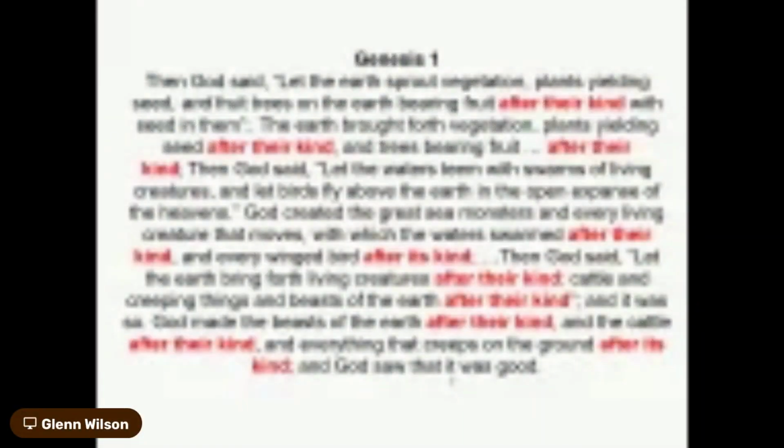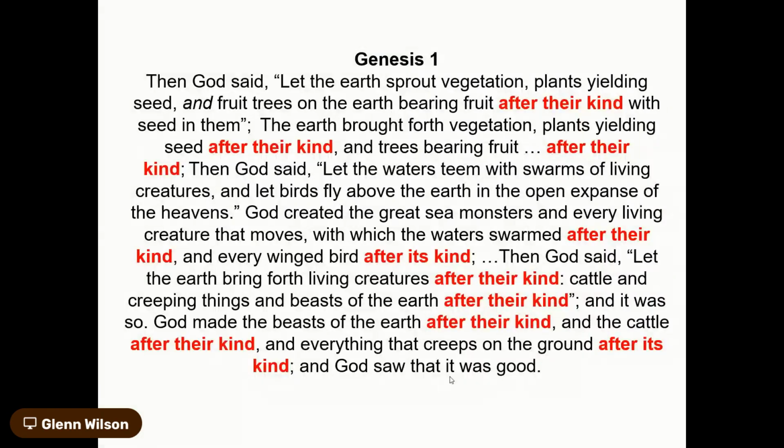We're going to just start at the beginning in Genesis, and I'm just going to remind people of the basis of a lot of what we're going to talk about today. Out of Genesis 1, it says, Then God said, Let the earth sprout vegetation, plants yielding seed, and fruit trees on the earth bearing fruit after their kind with seed in them. The earth brought forth vegetation, plants yielding seed after their kind, and trees bearing fruit after their kind. And you get the point.